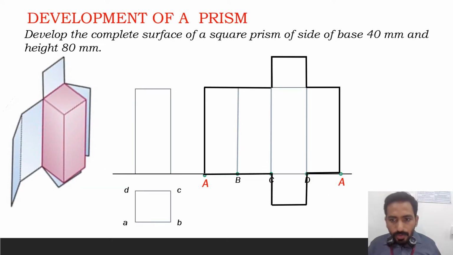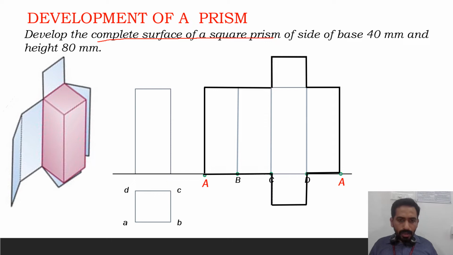So next we have a development of a prism. Develop the complete surface of the square prism of side of base 40 mm and height 80 mm. So you can see that the complete surface of a square prism means that you need to develop the lateral surface as well as the top and bottom surfaces.